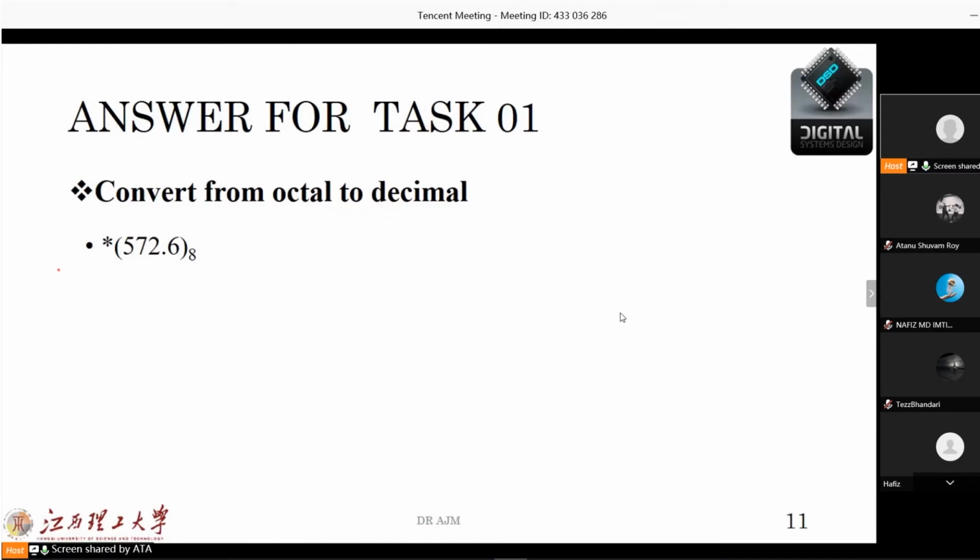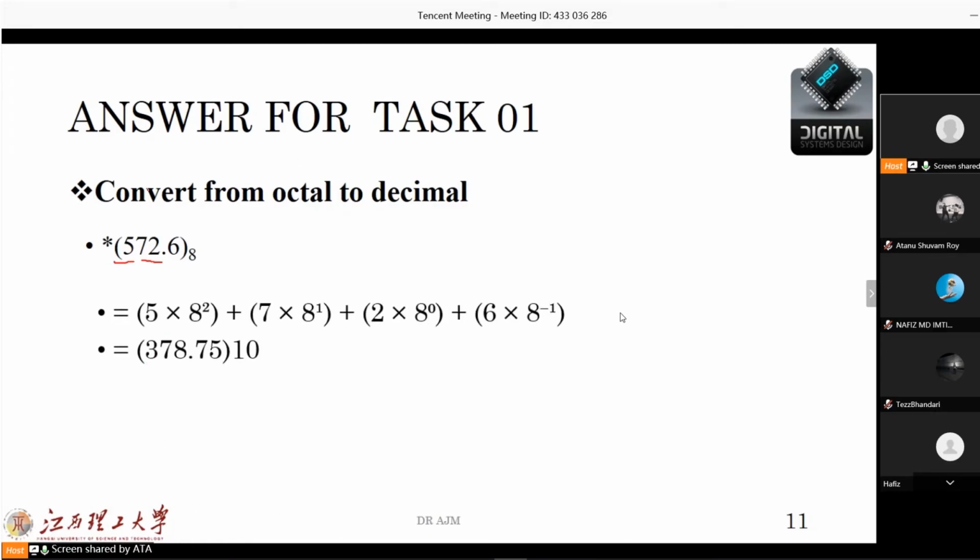It's very simple. First, you take the 5. How many numbers do you have after that? 3. Then it's 5 multiplied by 8 power 3. Next one is 7, multiplied by 8 power 1. Next, 2, multiplied by 8 power 0. For this one, we will go for minus. Let us see the answer.